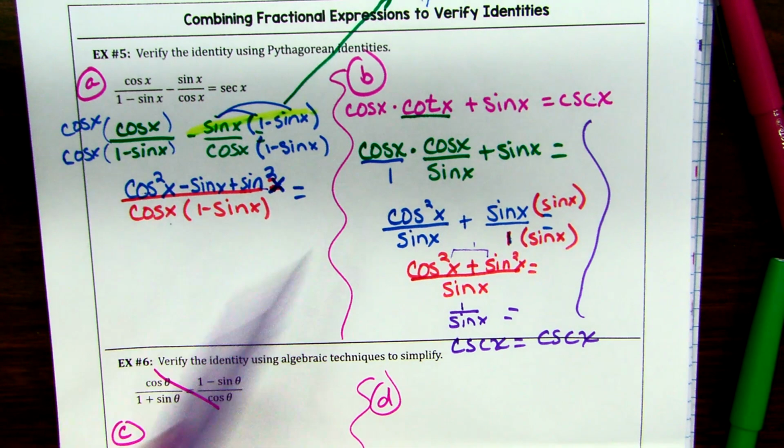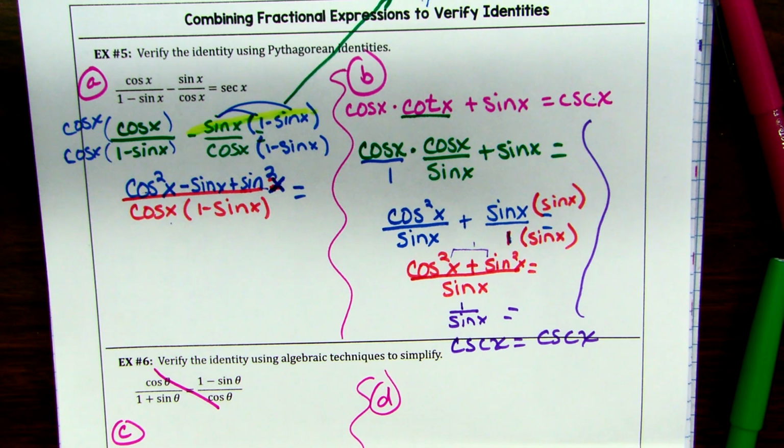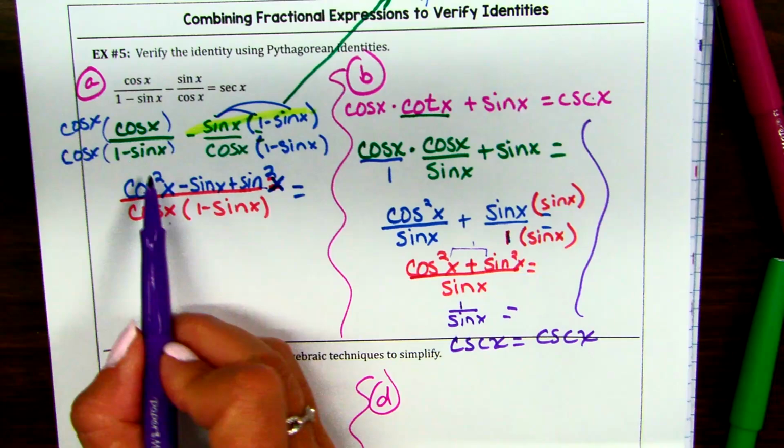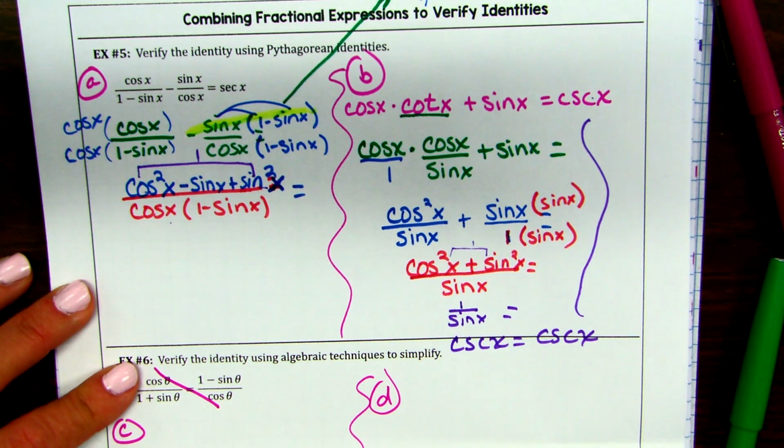Anybody see it? Same thing as the last problem. I'm teaching you to look for it. Cosine squared x plus sine squared x is 1. Remember, 1.